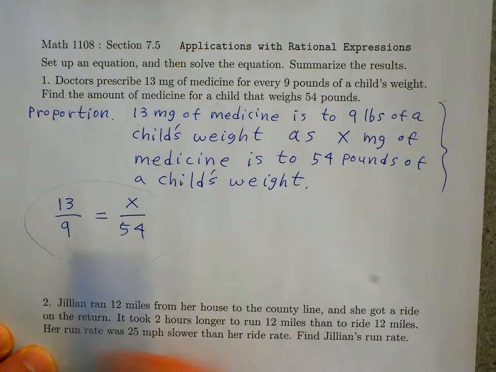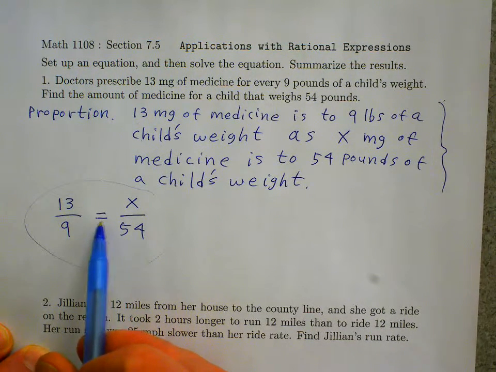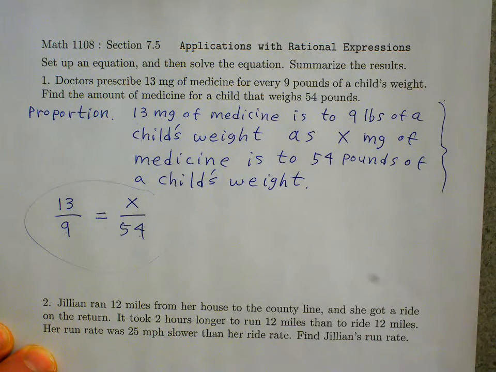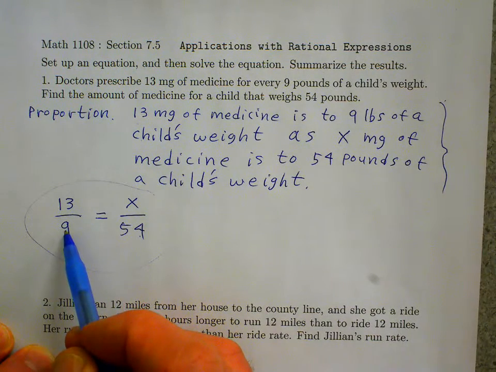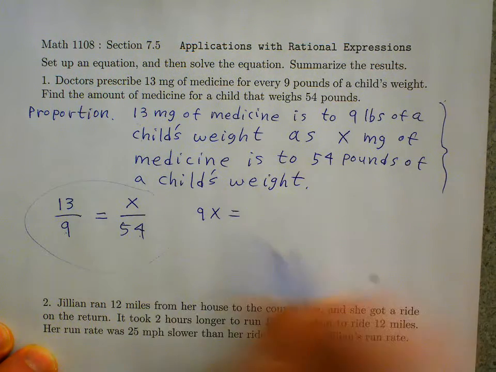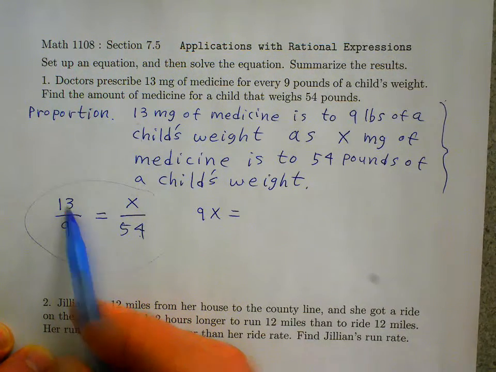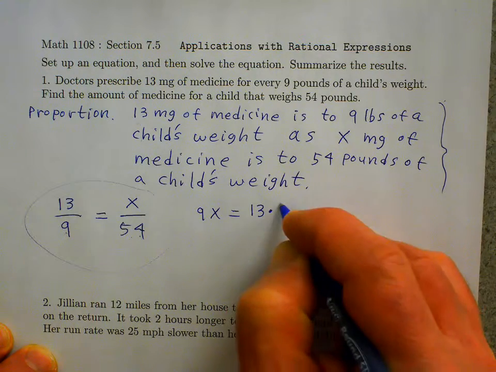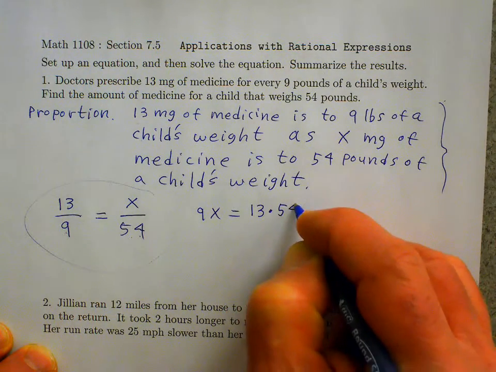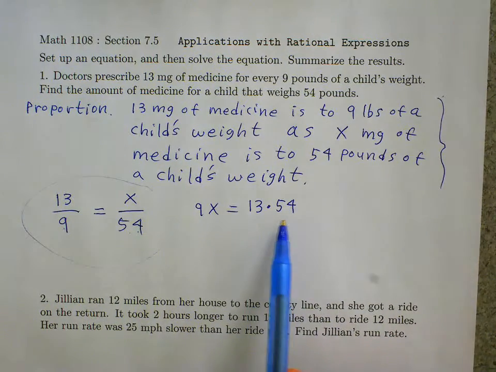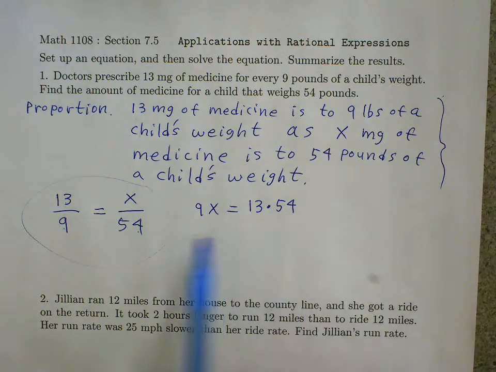One technique to use whenever one fraction is equal to another is that cross products are equal. So one cross product is 9 times X. And the other cross product is 13 times 54. So one thing you could do is multiply 13 times 54 and then afterwards divide both sides by 9.